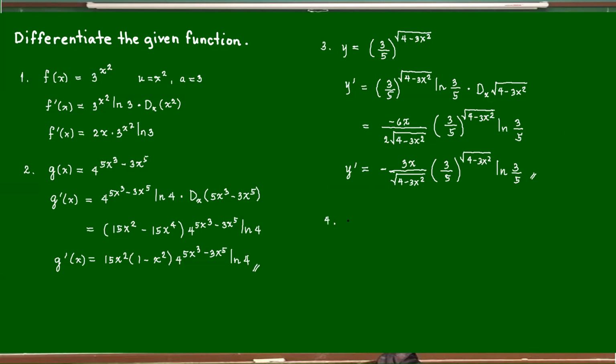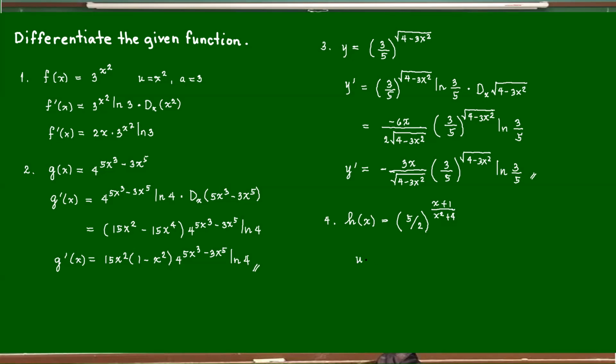Okay, what about number 4? h of x is equal to 5 over 2 raised to x plus 1 all over x squared plus 4. Okay, so here, what is our base? 5 over 2. What's the exponent? x plus 1 all over x squared plus 4.